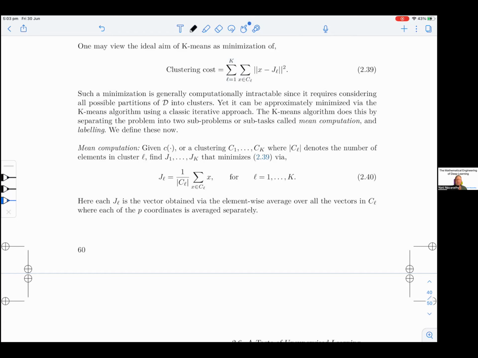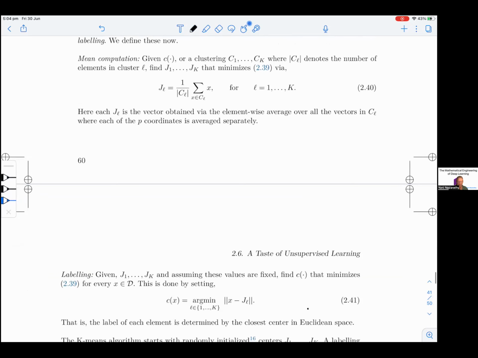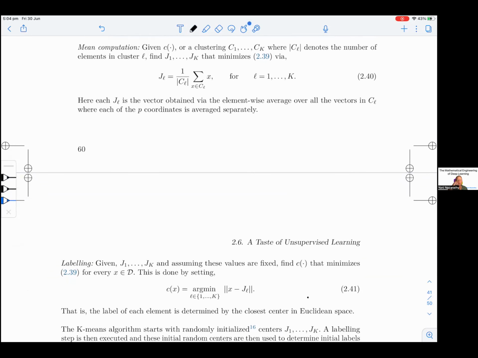Such minimization is generally computationally intractable, since it requires considering all possible partitions of D into clusters. Yet, it can be approximately minimized via the k-means algorithm using a classic iterative approach. The k-means algorithm does this by separating the problem into two subproblems, or subtasks, called mean computation and labeling. We define these now. So here's mean computation.